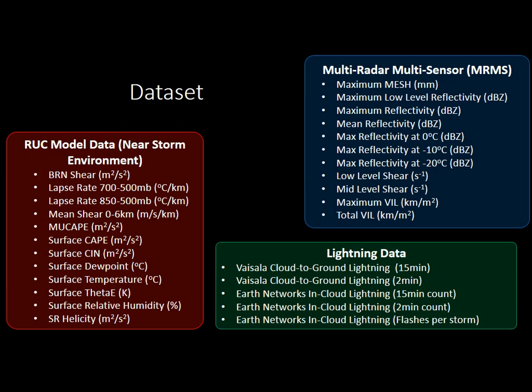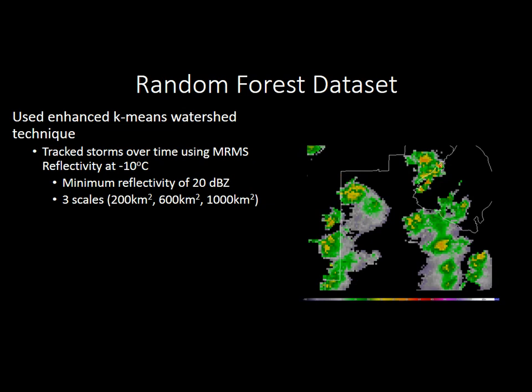So here's a list of all the products that we looked at based on which groups they fell in. For a random forest data set, we used the enhanced k-means watershed technique, and we were able to track storms over time using the MRMS reflectivity at -10 degrees Celsius. And in order for it to be considered a storm, we needed a minimum reflectivity of 20 dBz, and then we looked at 3 scales, 200, 600, and 1,000 kilometers squared.